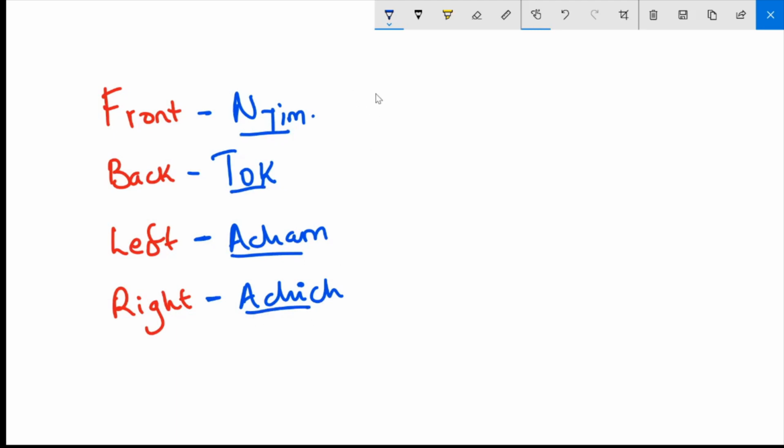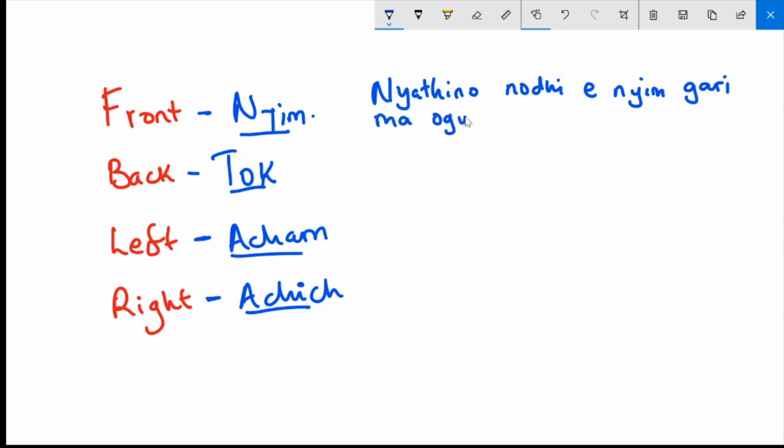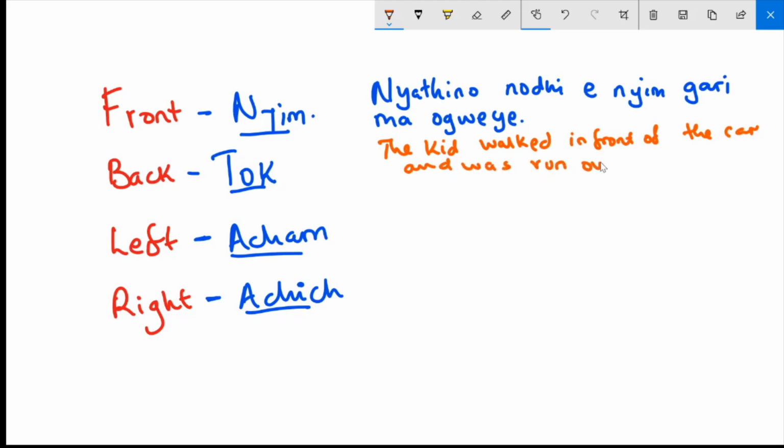So, in a sentence, nyathino nodhi e nyim gari ma ogweye. So in translation, the kid walked in front of the car and was run over.